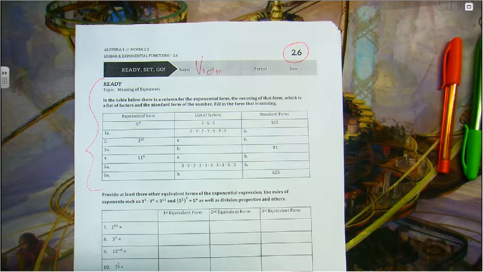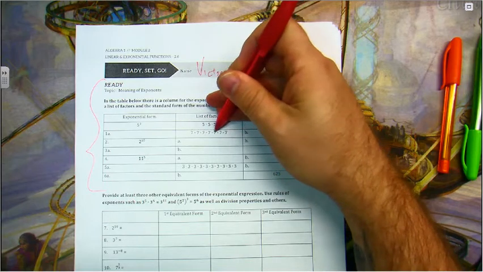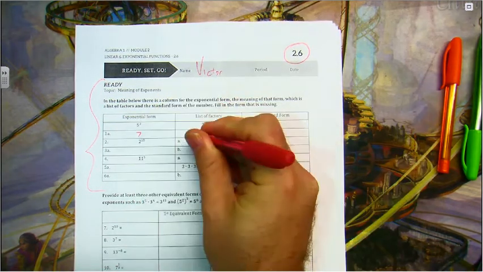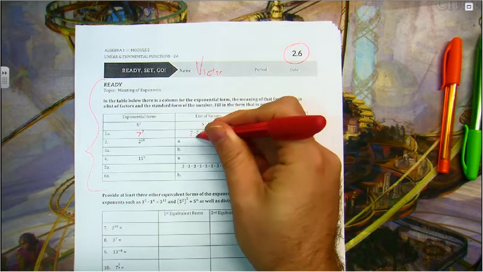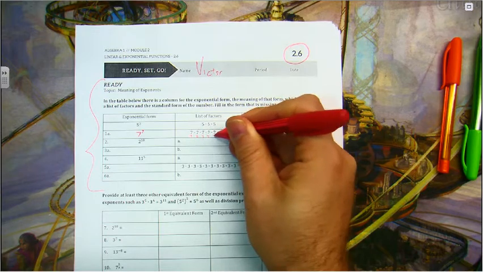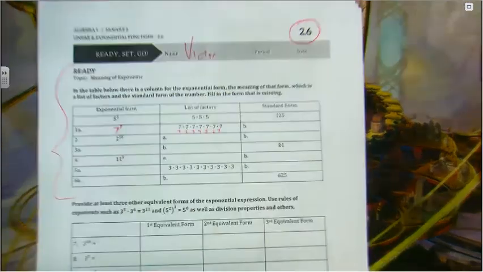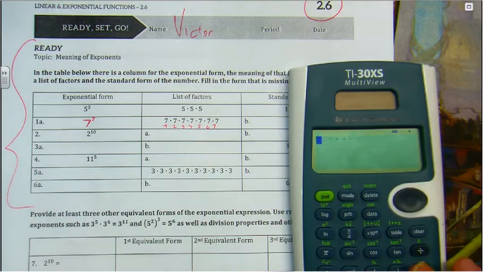All right. So when we see that we have 7, 1, 2, 3, 4, 5, 6, 7 times, that means our base is 7, but we're raising it to the 7th power because we have 1, 2, 3, 4, 5, 6, 7 of them. And then to find the standard form, I'm going to zoom in a little bit, we can do that in our calculators by hitting 7 caret 7.